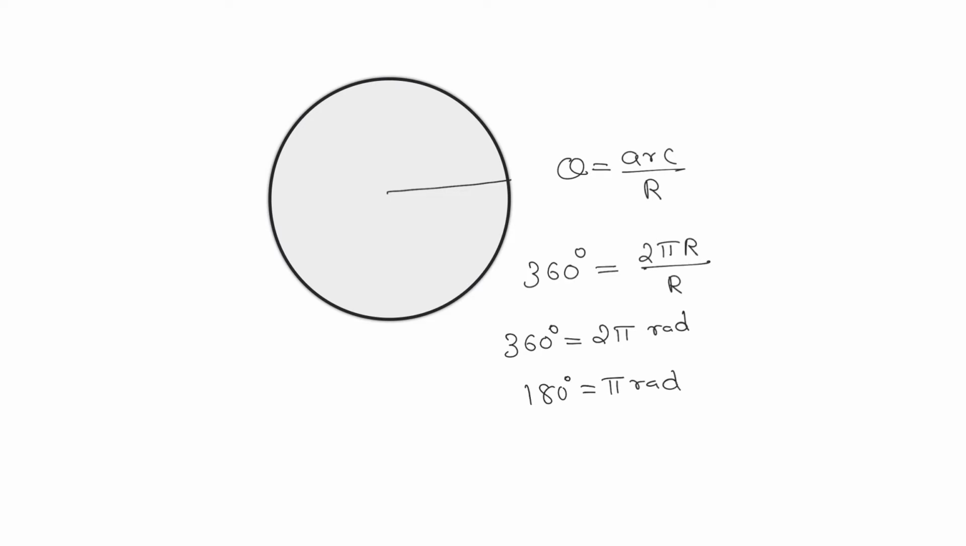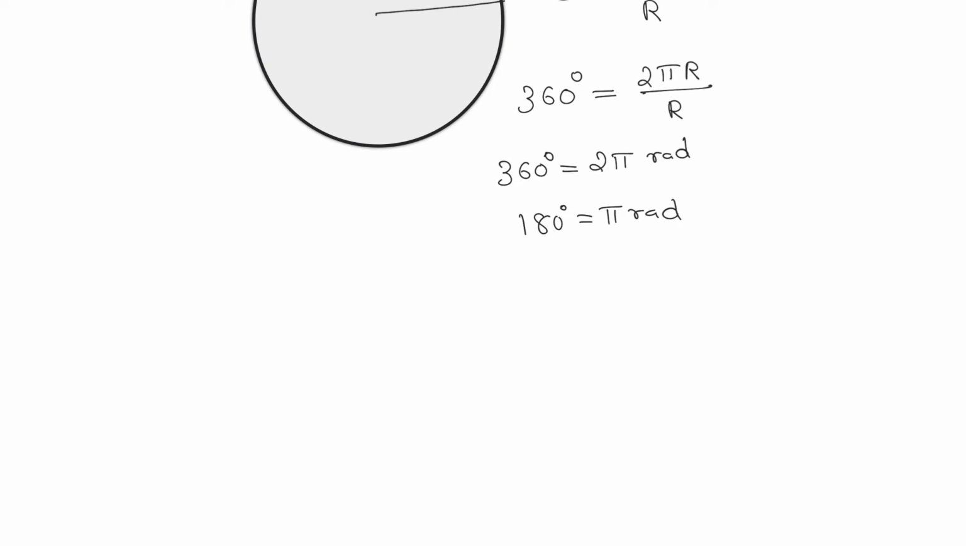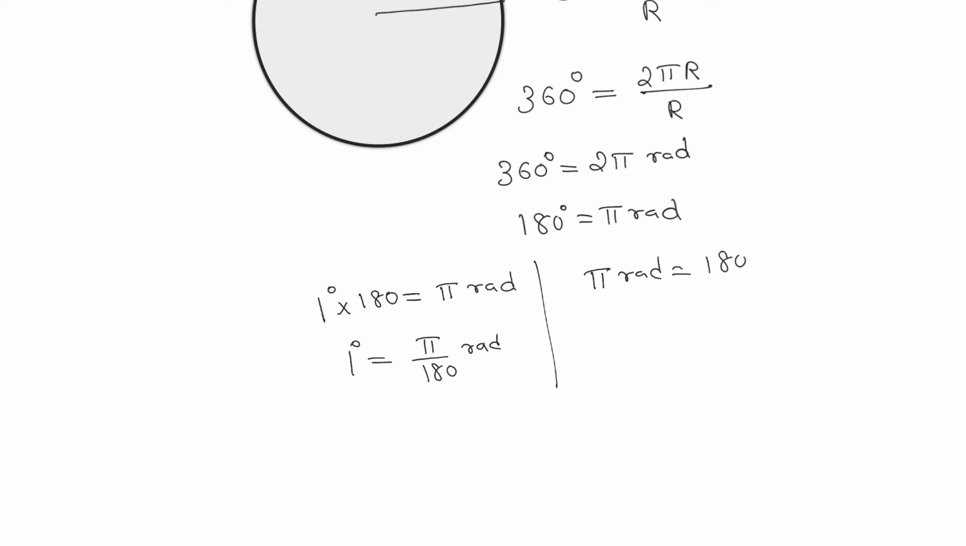So what do we mean by 1 degree? If 180 degree is equal to pi radians, that means 1 degree into 180 is equal to pi radians. Or you can write 1 degree is equal to pi divided by 180 radians. Same thing, as pi radians is equal to 180 degree, we can take it as 1 radian into pi is equal to 180 degree. Or you can write 1 radian is equal to 180 degree divided by pi.